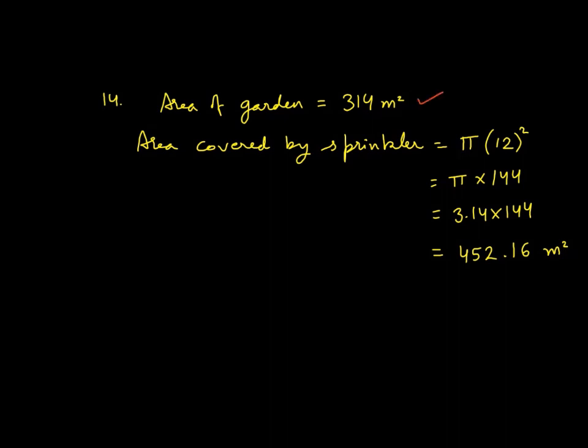Now you can clearly see the sprinkler is covering more area than the area of the garden. So your answer will be yes, the sprinkler will be able to water the entire garden. This is your answer for this question.